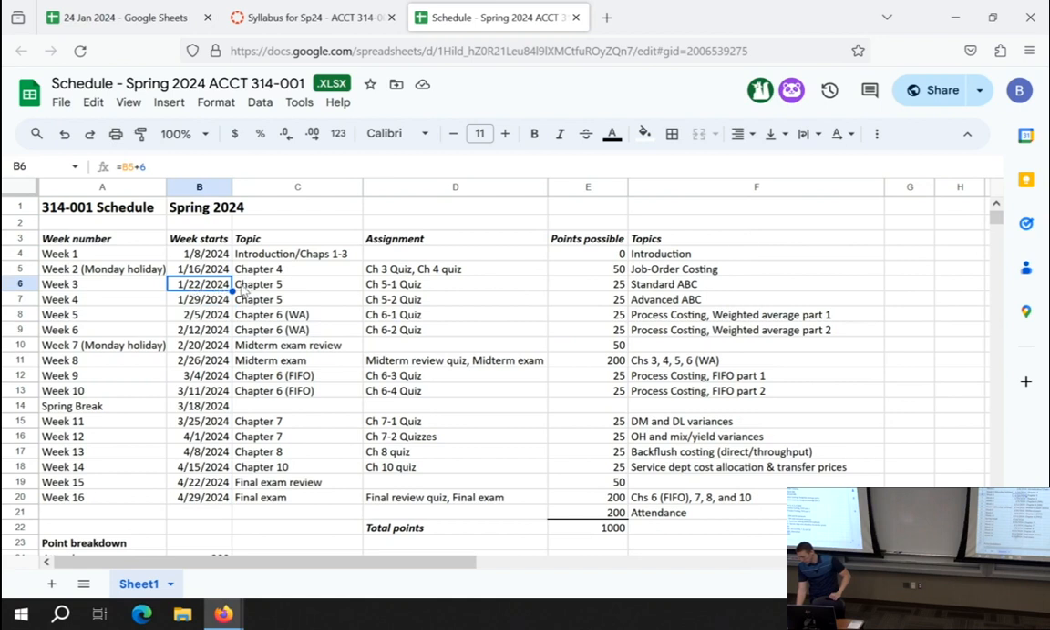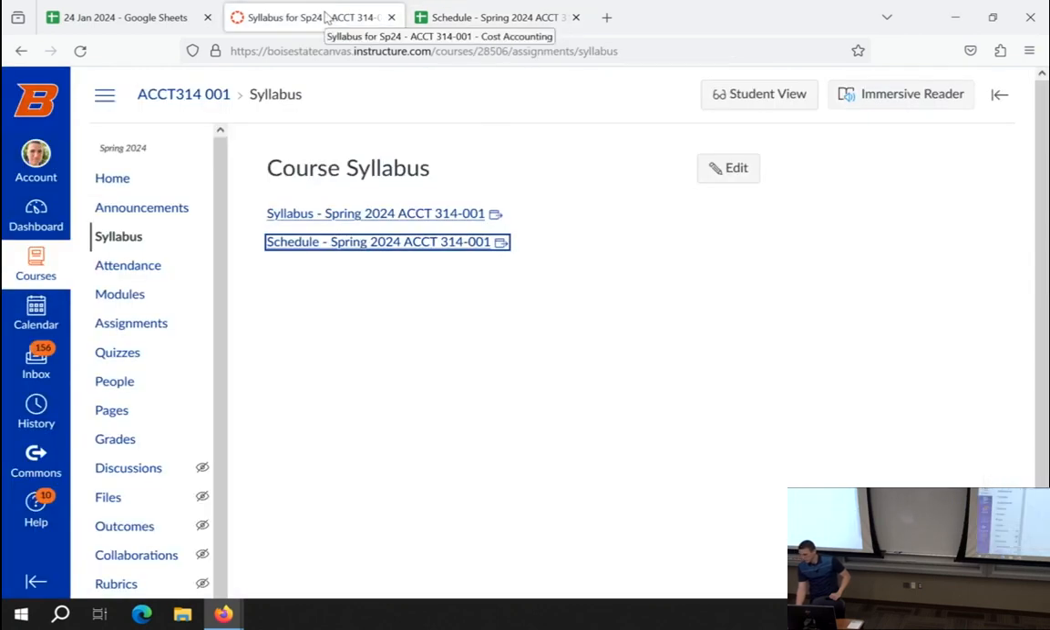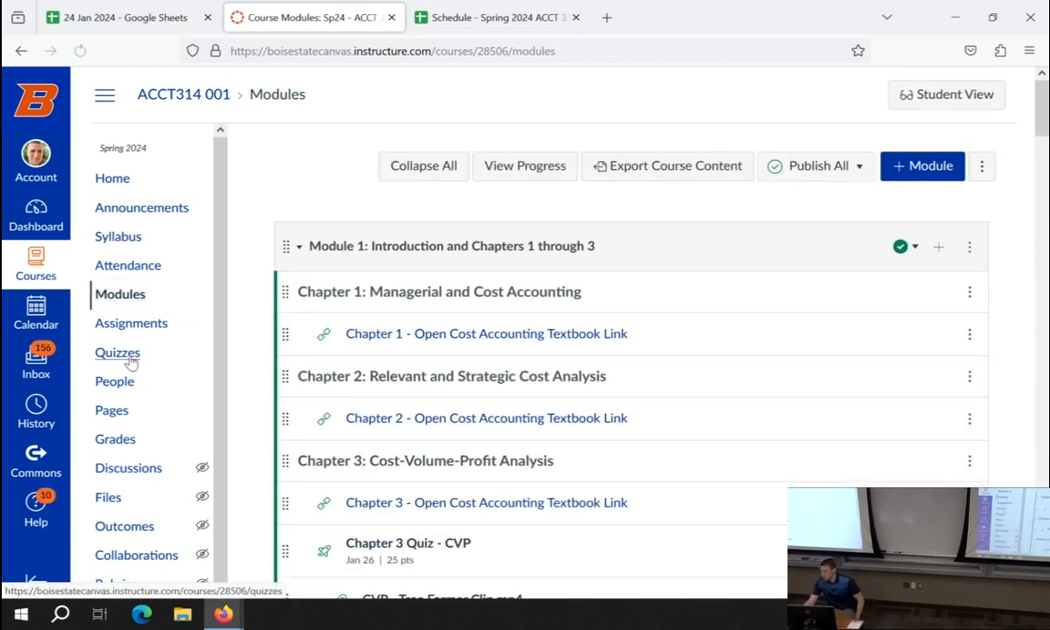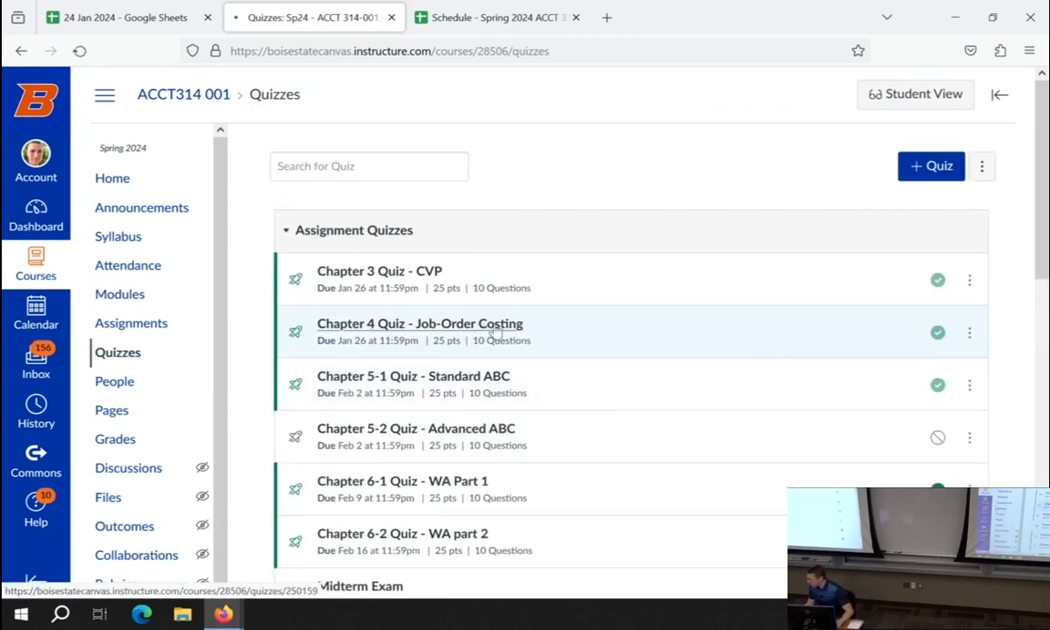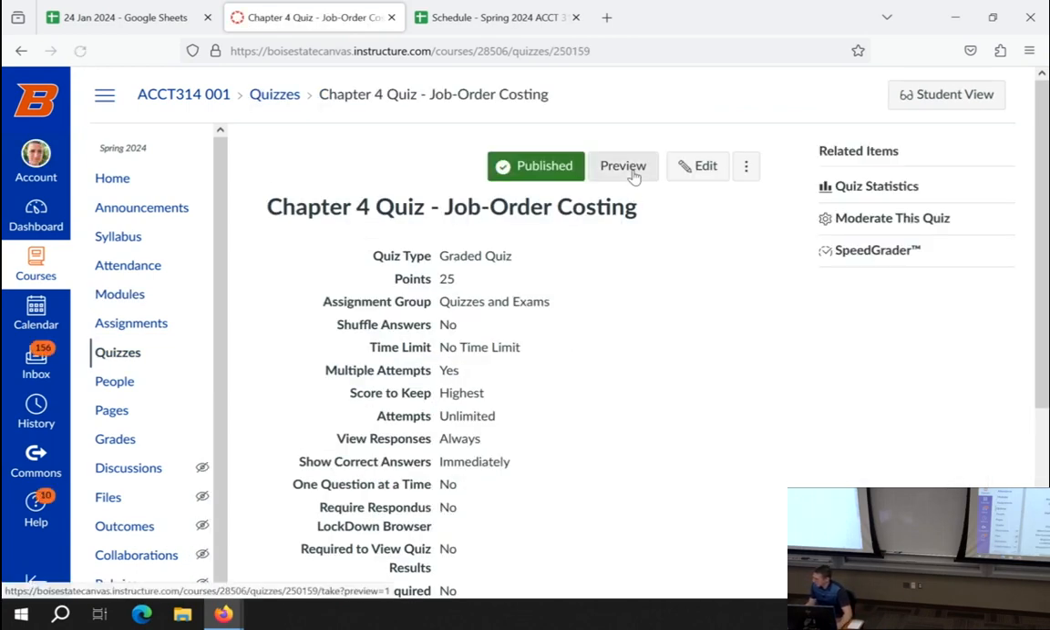24th, second day of this week right here. So we're going to catch up, finish up chapter 4 and chapter 3, and hit hard our chapter 5 information. So let's talk about chapter 4 and chapter 3, and let's go through a question or two that are department level job order costing questions, because I leaned on those in this test bank.